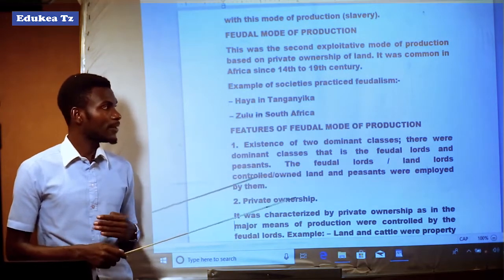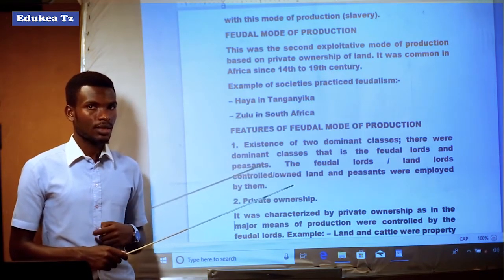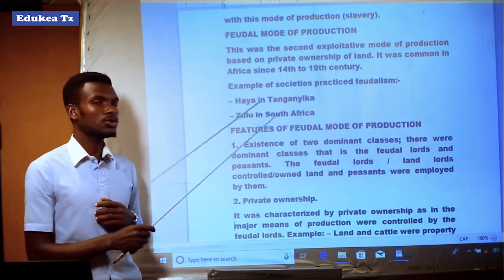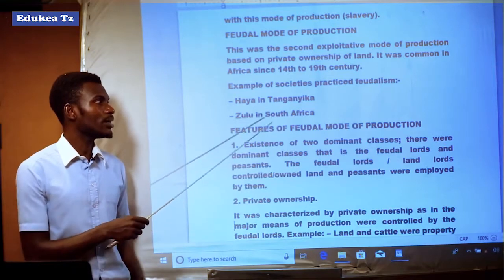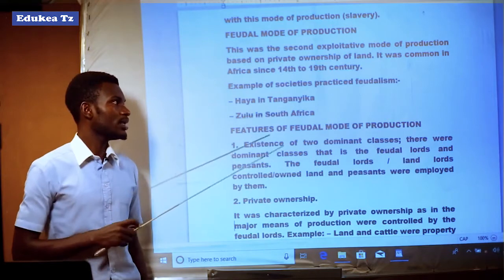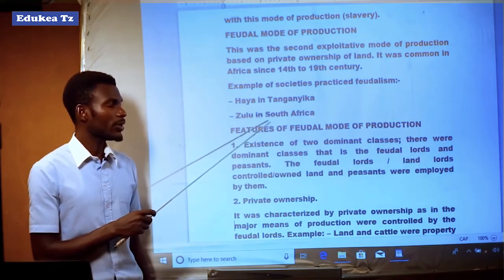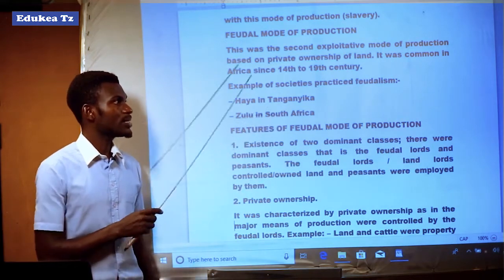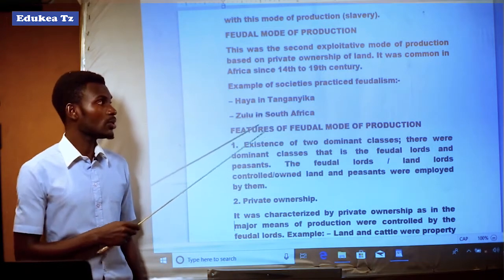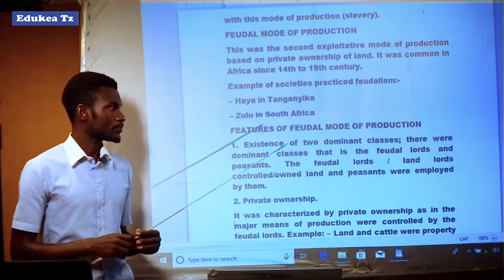But there is another example which took place among the Hutu and Tutsi. There was the Ubugabire, whereby the Hutu and Tutsi were practicing the feudal mode of production under the system of Ubugabire, whereby there were two classes. The Hutus were the slaves or workers of the Tutsi. So these were examples of societies practicing feudalism.